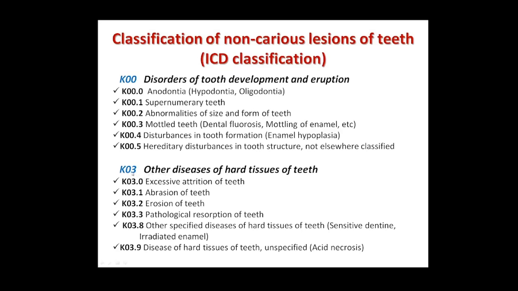and diseases of this group appear after eruption, and this group is called other diseases of hard tissue of teeth. This group includes such diseases which we are going to study this semester, and they are excessive attrition of teeth. It's the same as pathological abrasion, and it has code K03.0, excessive attrition.